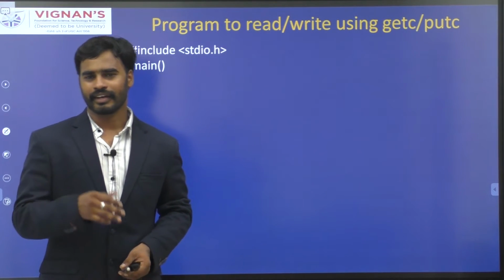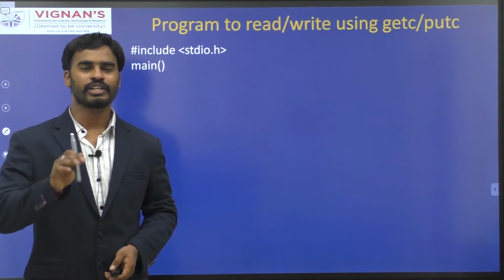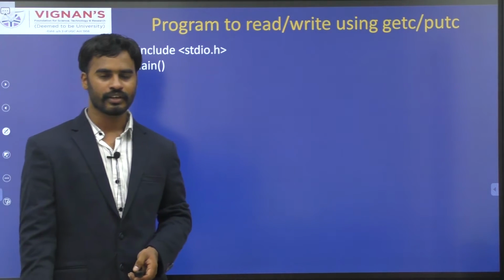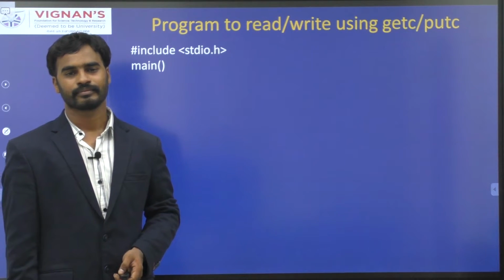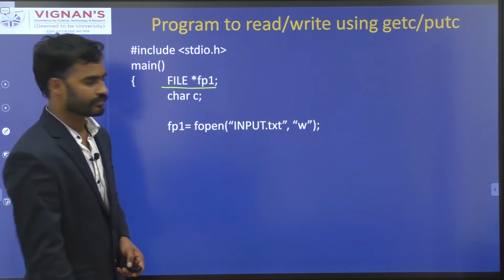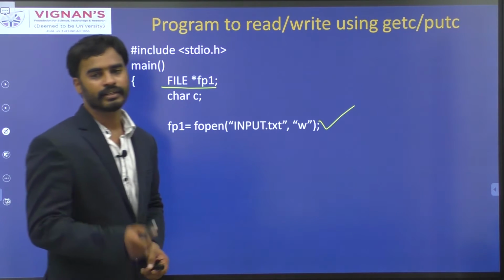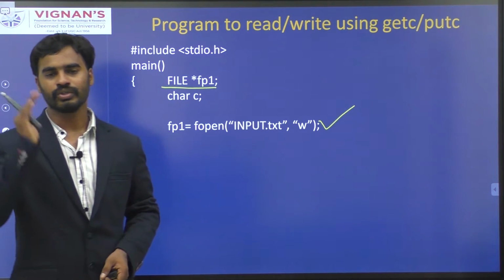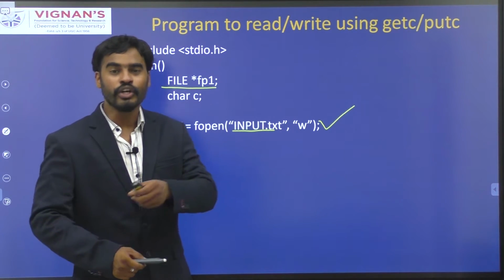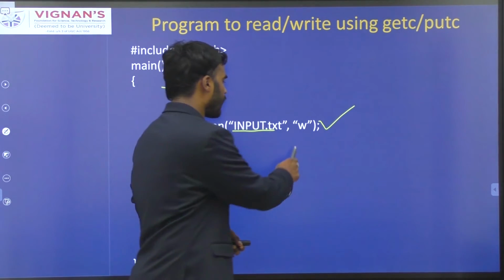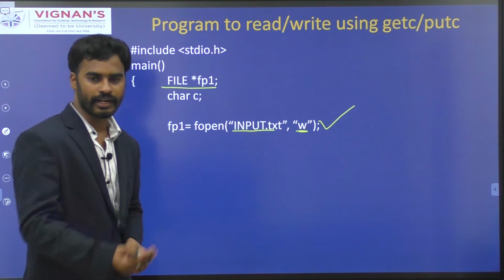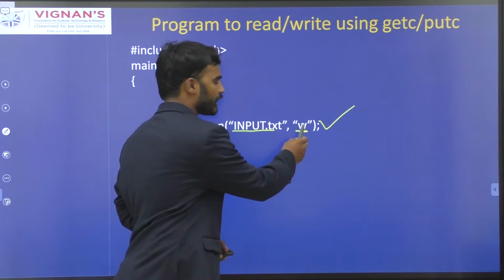Whether you are doing a reading operation or a writing operation, you first have to open a file. Create a file pointer and open a file. This is the first thing you are supposed to do for every operation. This is the file name. As I am going to write data to the file, I am opening the file in write mode.